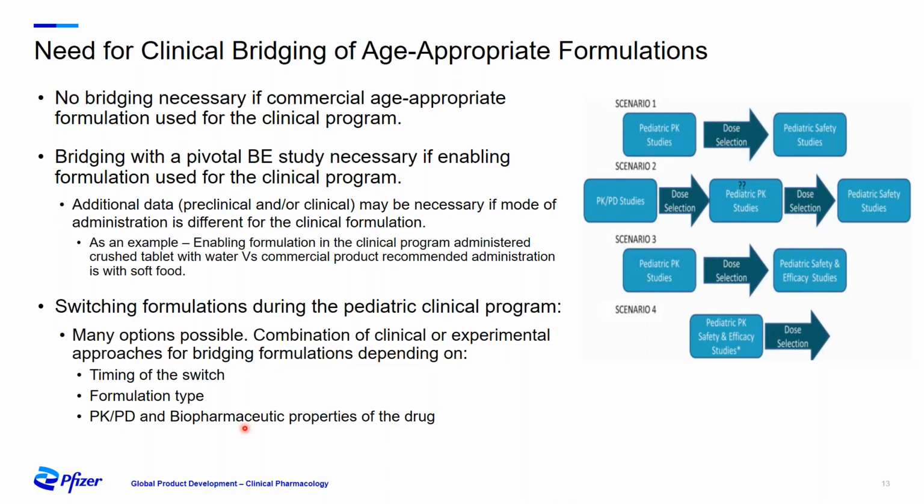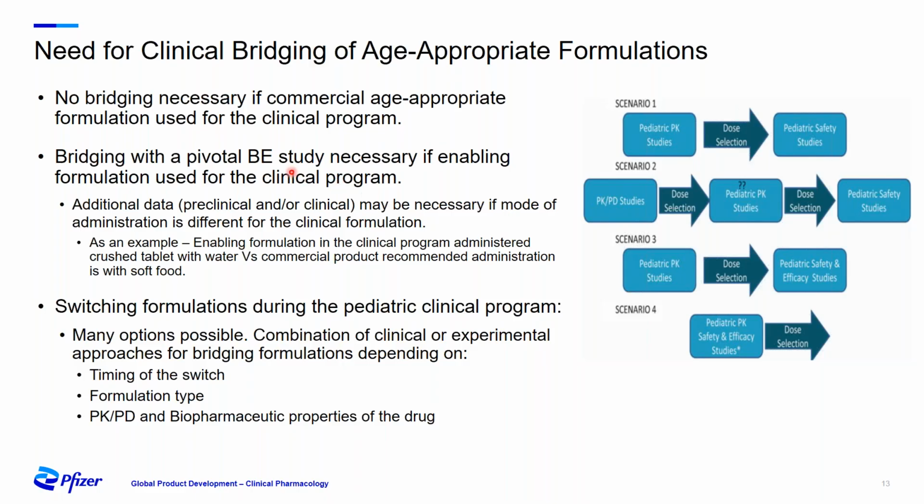So as I mentioned earlier, no bridging is necessary if a commercial age-appropriate pediatric formulation is used for the entirety of the clinical program. And this is, again, irrespective of which scenario you have over here. So bridging with a pivotal BE study becomes necessary if an enabling formulation is used for the entire clinical program. So if you're using an enabling formulation and at the end you want to market a commercial formulation which is different from the formulation used in the clinical program, then you require some form of a BE study.